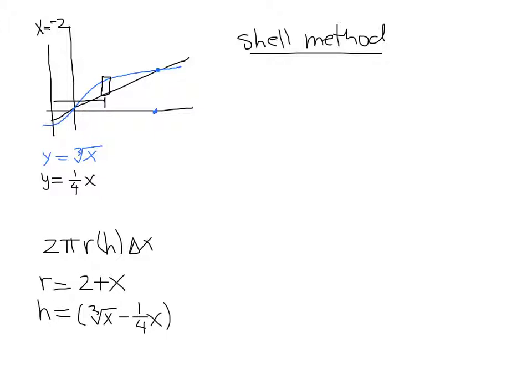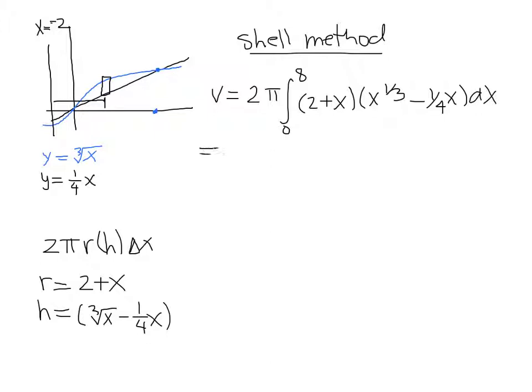And now because your integrals involve x and your slices start at x equals 0 and end at x equals 8, the bounds on your integral must be 0 to 8. So the volume is given by 2 pi, the integral from 0 to 8, r, which is 2 plus x, multiplied by x to the 1/3 minus 1/4 x.